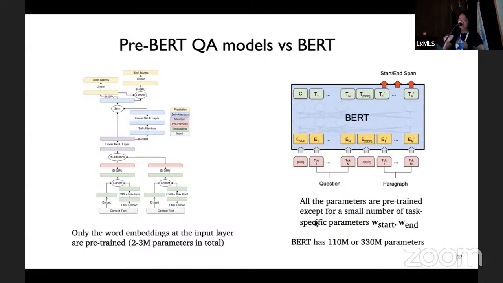But the BERT model essentially scaled up the number of parameters by 100 times already. So from 2 to 3 million to 110 million for the BERT-base model, and 330 million parameters for the BERT-large model. As of today, if you look at this number of parameters, it's really, really small. But at the time, it was a 100 times jump compared to the pre-BERT models. So that was really a big deal and achieved very good performance.